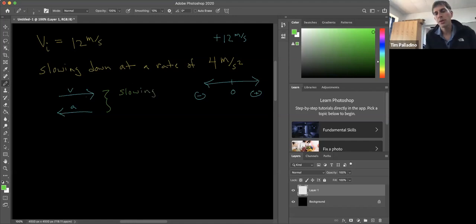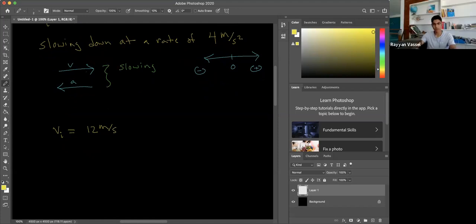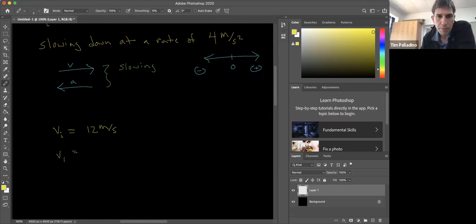Now here's the trick though. Well, actually, let's first do this intuitively. All right, so we know that the initial velocity, V initial, VI, equals 12 meters per second. And we know it's slowing down. So should we get a bigger number or a smaller number? Smaller. After 1 second of slowing, what do you think the velocity is?